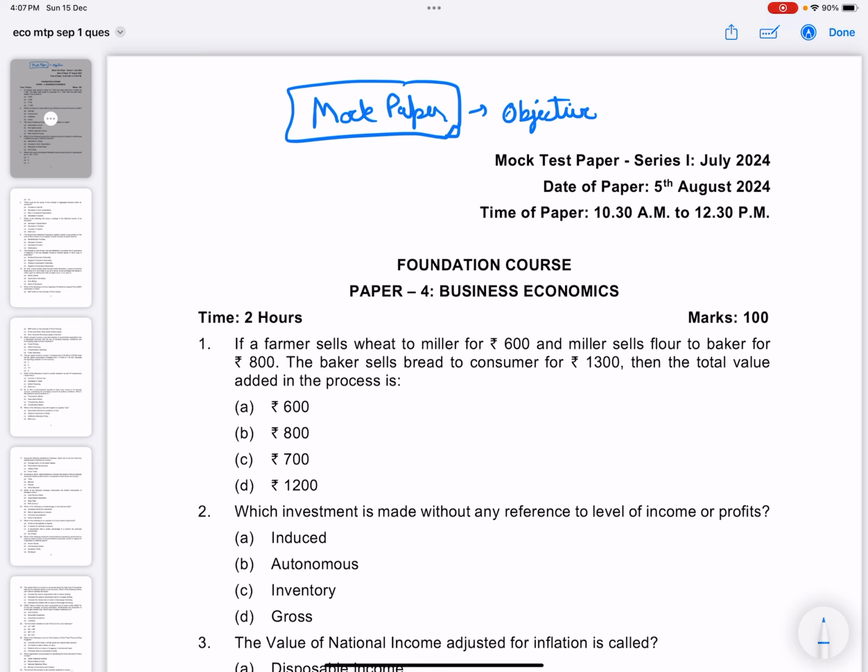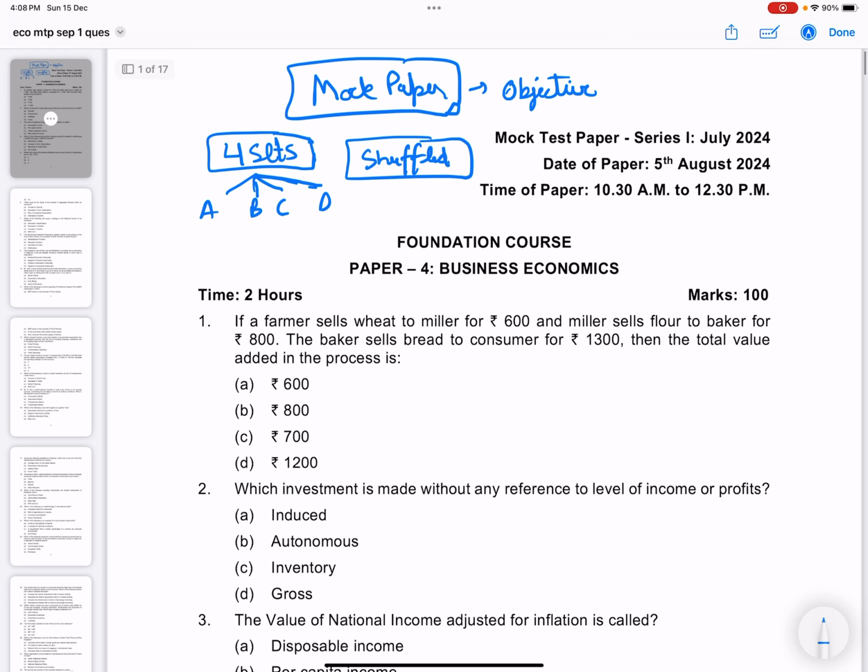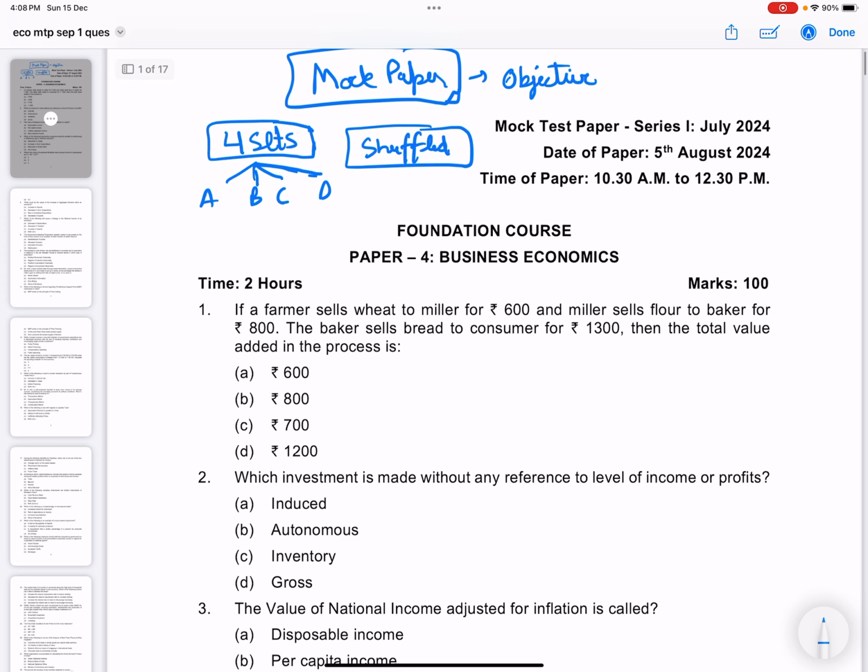In most of the papers, you get four different sets of question paper, suppose A, B, C, D. In all of them, the questions are the same. It's just that they are shuffled in such a manner that it is difficult to cheat. Now, suppose you're talking about 100 questions in a question paper, 15 to 20 questions would be tough.